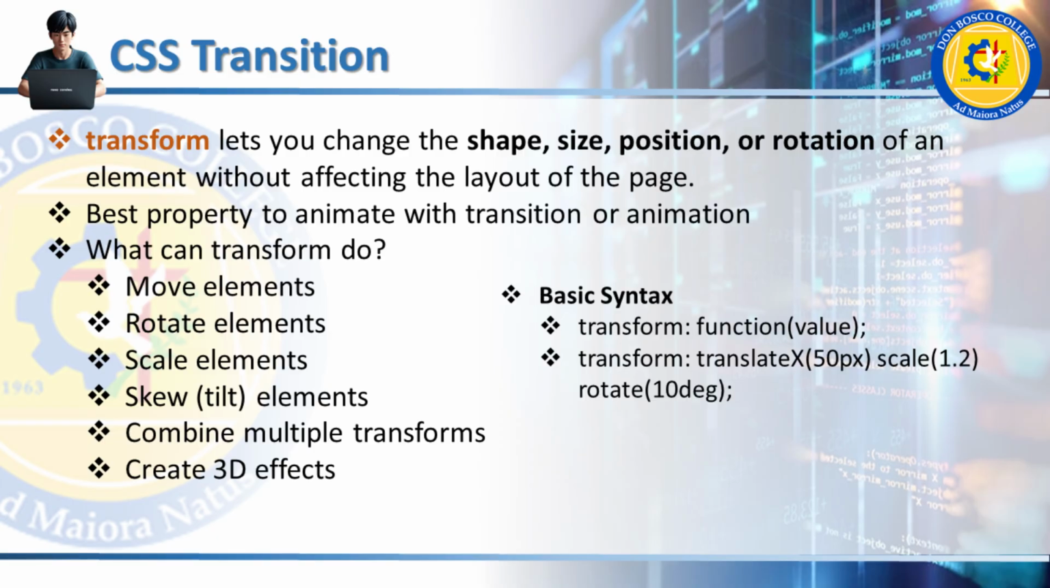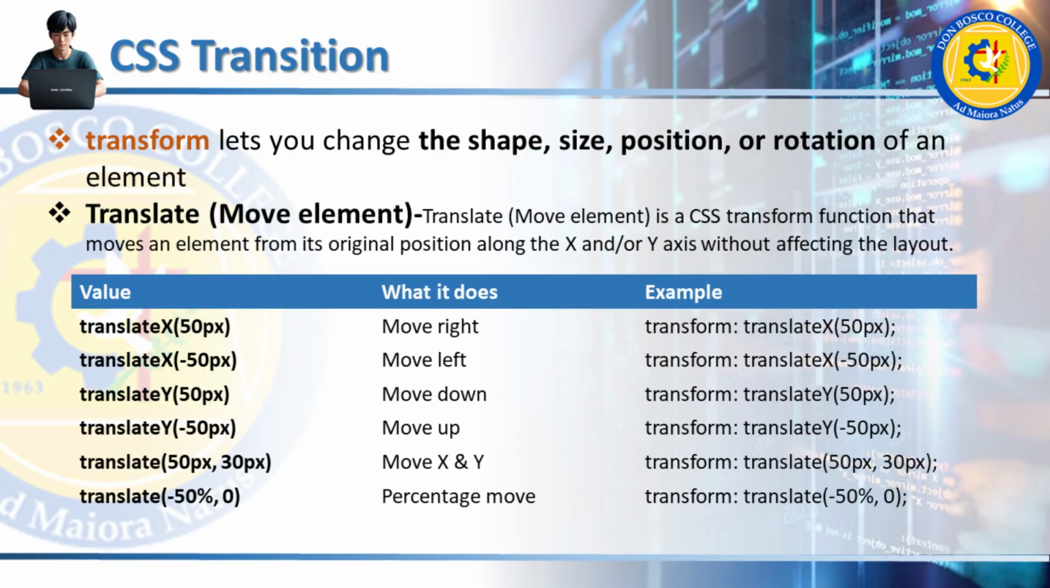With transform, you can move elements, rotate them, scale them, skew, tilt them, combine multiple transforms, and even create 3D effects. Let us explore the first value of transform: translate. The translate function moves an element from its original position along the X and/or Y axis without affecting the layout of the page. There are several ways to use translate.